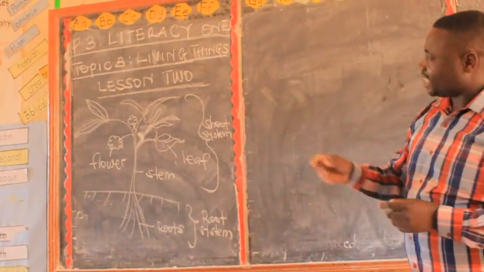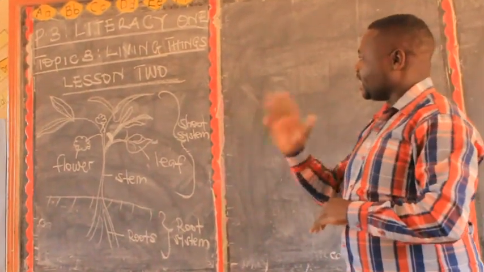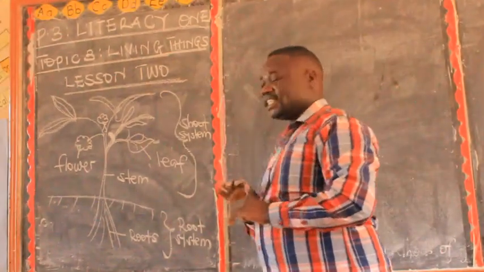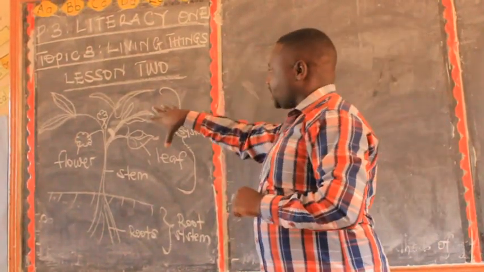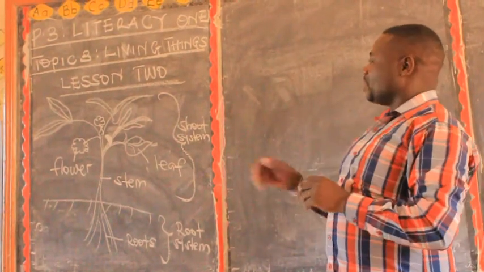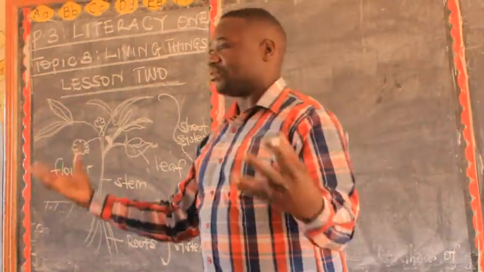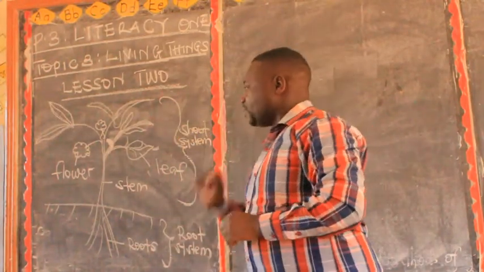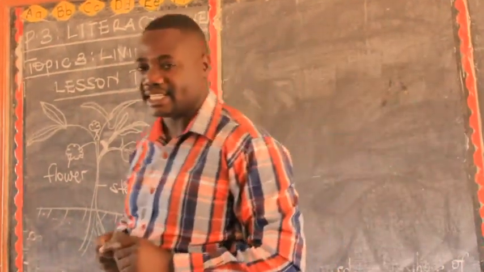I have come back for our second lesson of the week, and we are still proceeding with our third topic, which is living things. As I had told you earlier on, we are looking at basically plants. In our first lesson, we mentioned examples of plants that exist in our compound or in the community where we come from. So, we now want to look at the structure of a plant.